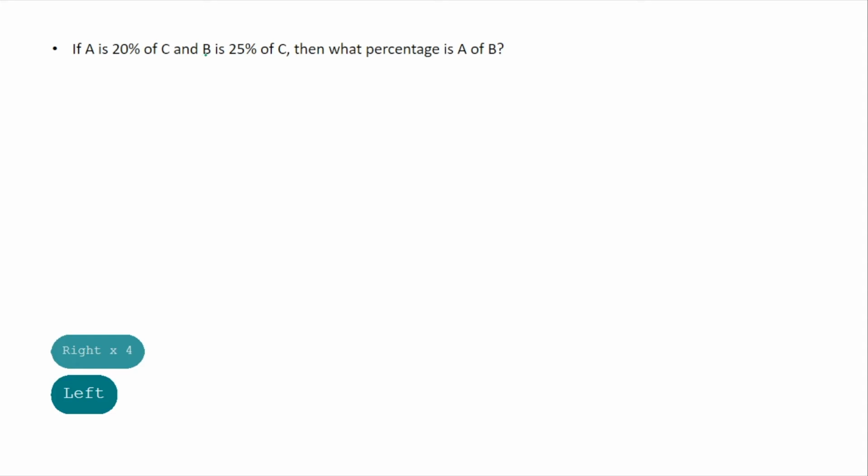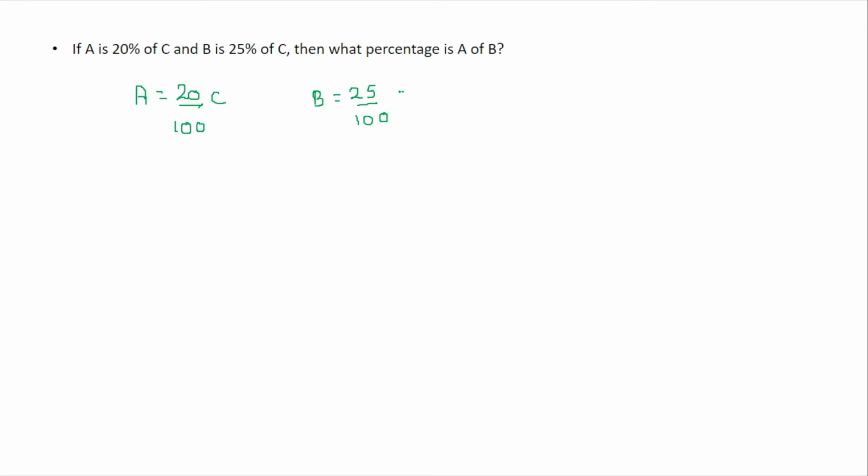Okay, so here is a question. If A is 20% of C and B is 25% of C, then what percentage is A of B? That simply means A is 20% of C, that is 20 by 100 of C. Percentage means directly with reference to 100. And B is 25% of C, so 25 by 100 of C, right? Then they ask, what percentage is A of B?